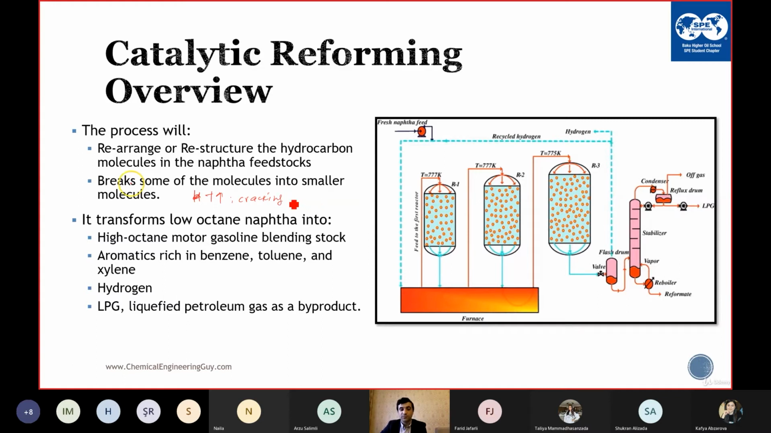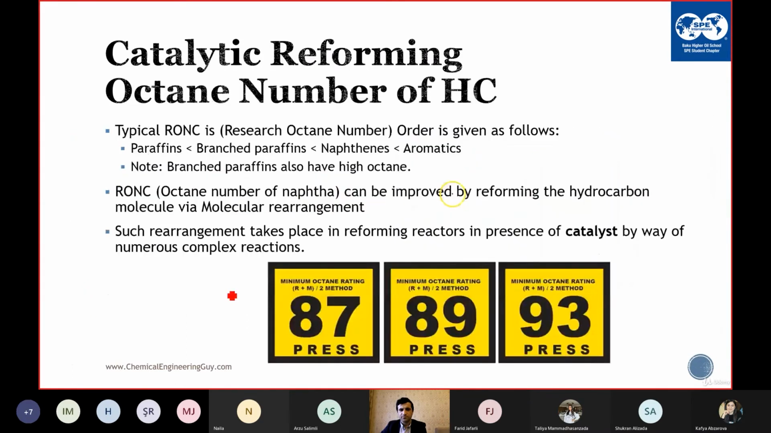And what happens when there is cracking? Gas is formed, and gas acts like coke on the catalyst. And as I told you, hydrogen is produced in CCR. So this I showed you in the first session.